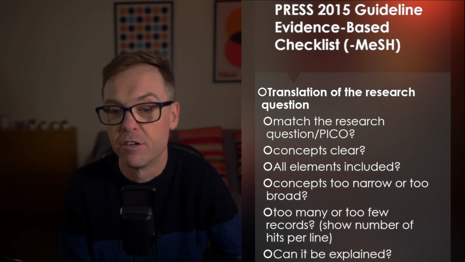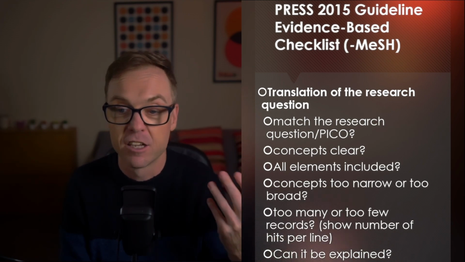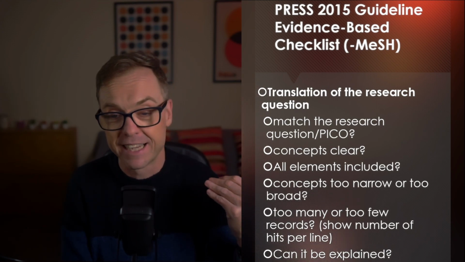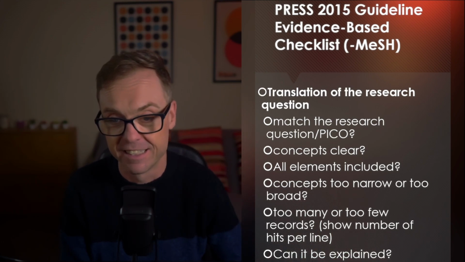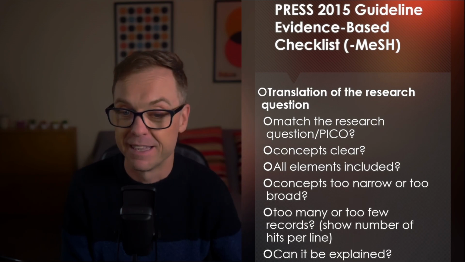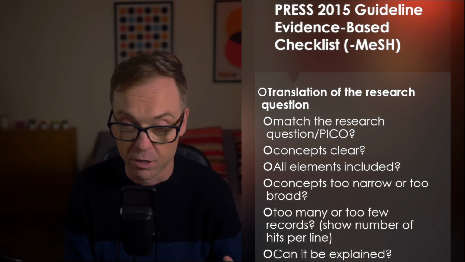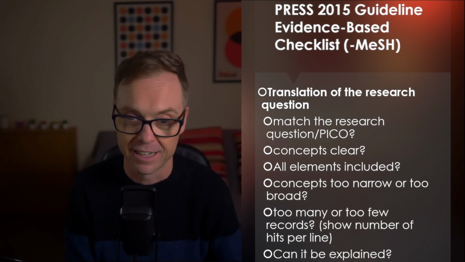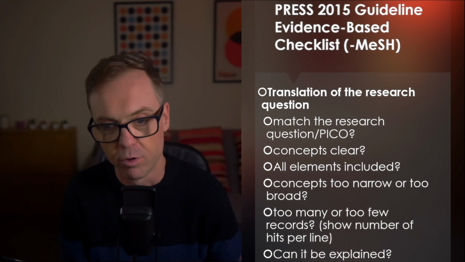In terms of if there are too many or few PICO elements included, well, in my case, I didn't need to specify the comparator. And when it came to Central, I didn't need to specify the study design. But it may have been the case that I hadn't specified the study design, but I was only interested in randomized control trials. And if I'd left that out, that would have been a mistake. Are the concepts too narrow or too broad?